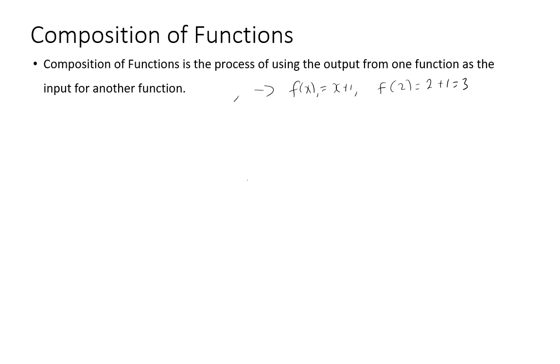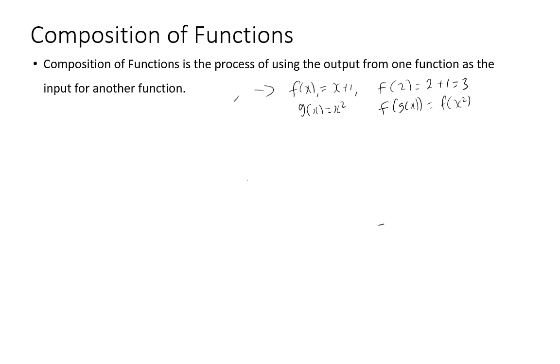So in composition, instead of substituting a value like 2, we have another function, g of x, which is x squared. Instead of 2, we want the input to be this function. So your input we want to be this g of x. That's what we call a composition of a function. So this is f of, instead of 2, x squared, which is the output of this function, and we are putting it as an input for f.